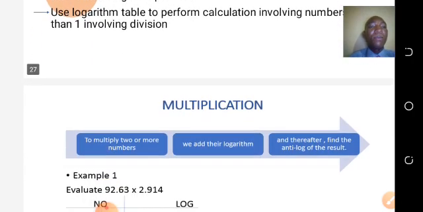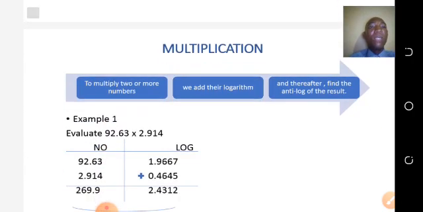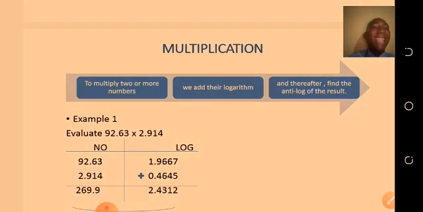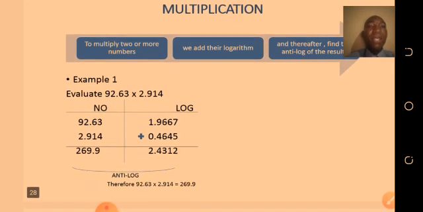Let's see multiplication. There is a rule that guides multiplication. The rule says to multiply two or more numbers, we add their logarithms and thereafter find the anti-logarithm of the result. So three processes. The first thing is to multiply two or more numbers, we add their logarithms. By the time you got the logarithm, you had the value. The next one is, after that, you find the anti-logarithm. Let's see this one now.